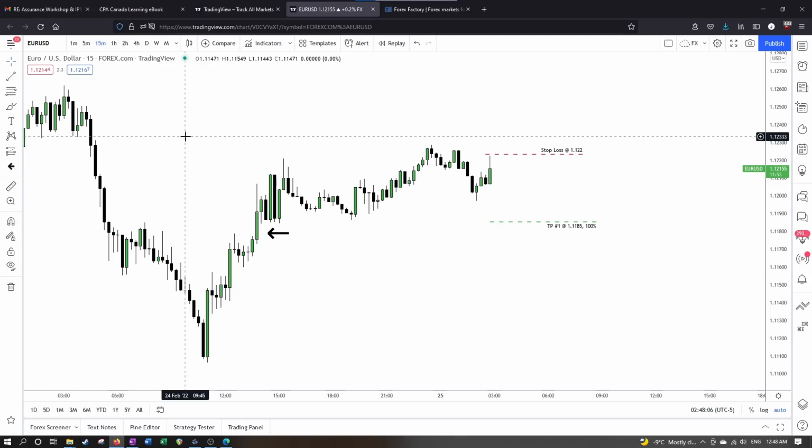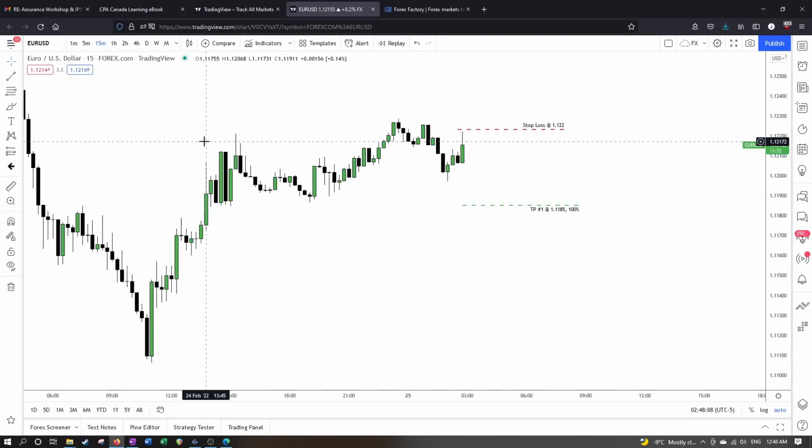Recall from ICT's mentorship that price seeks either liquidity or imbalances. In this case, my take profit number 1 overlaps with both a liquidity pool and an imbalance. This is why I'm going to be taking 100% of my position off here.